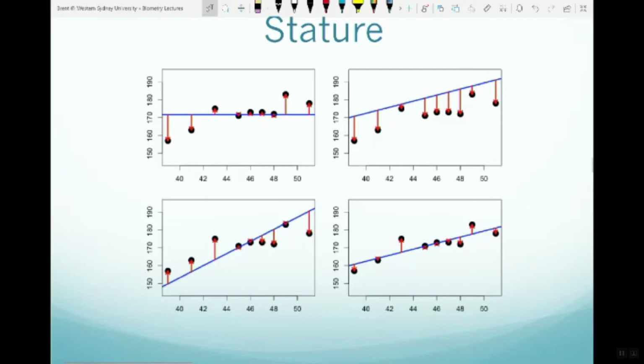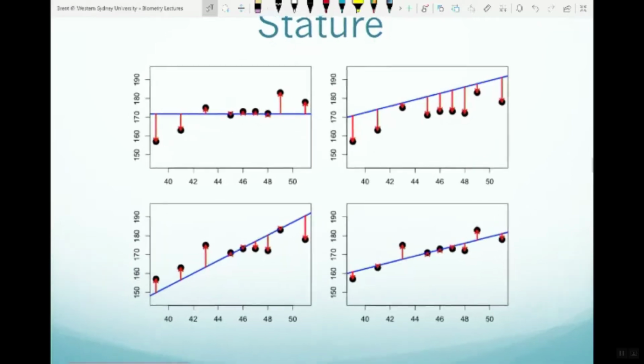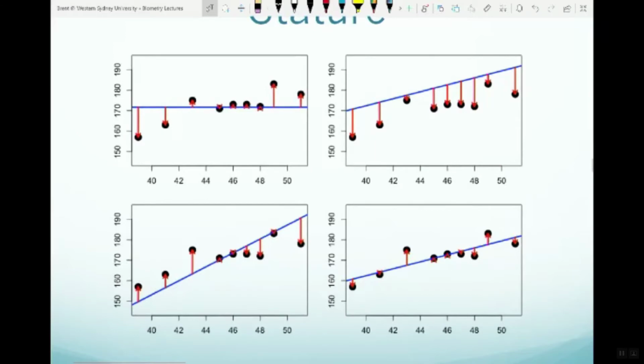Out of these 4 pictures, which one would you think is a line that best matches the overall trend of the data? Which one do you think is the best representation of the overall trend of the numbers? The bottom right one. Intuitively, I think we all know that.